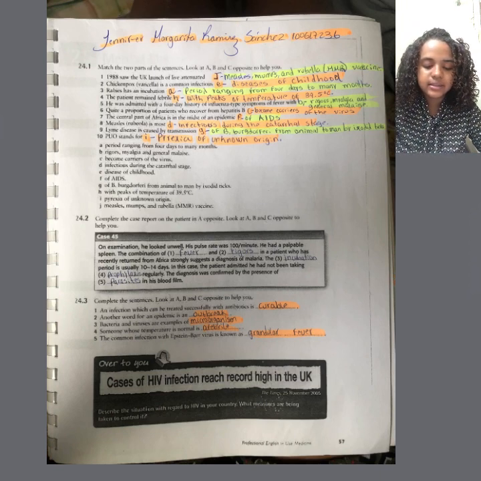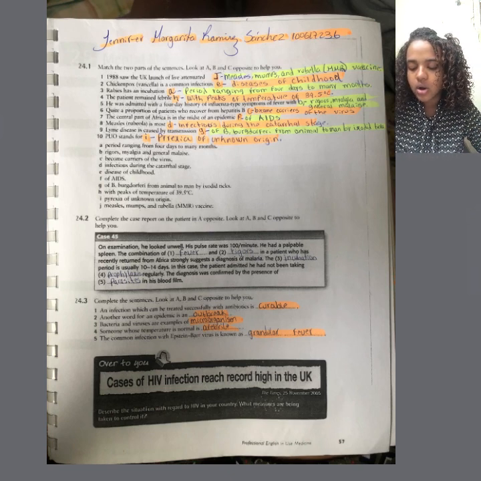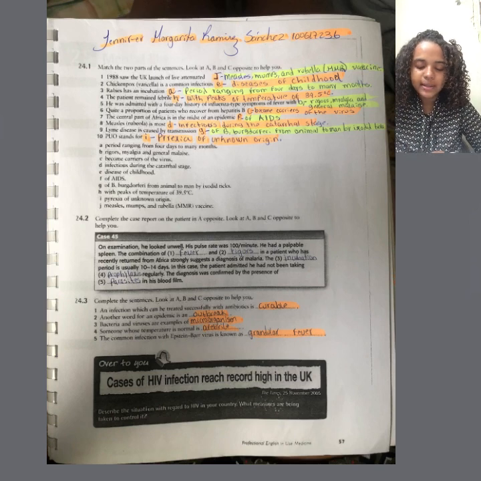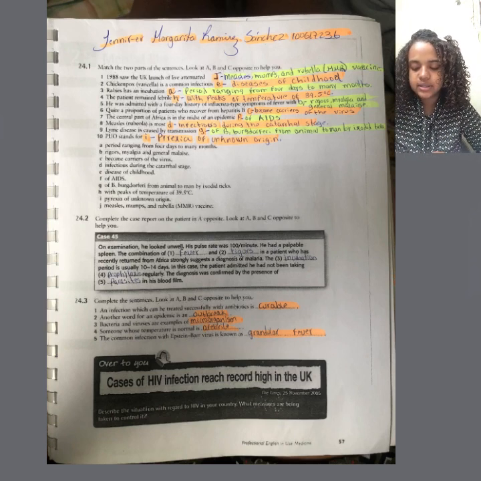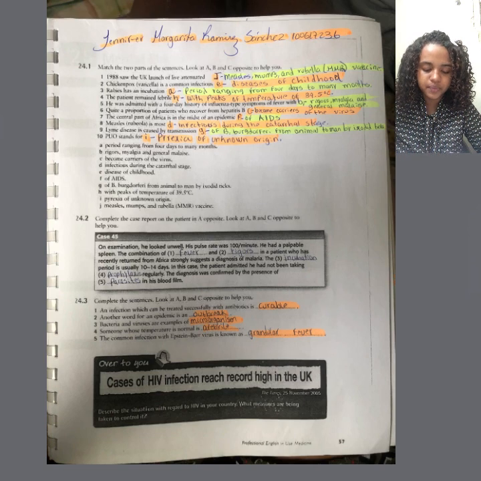Number 10, PUO stands for pyrexia of unknown origin. Complete the case report. The patient is in A opposite. Look at A, B, and C opposite to help you.